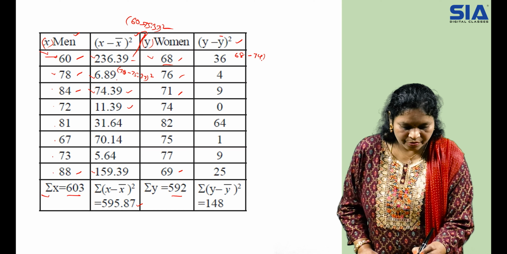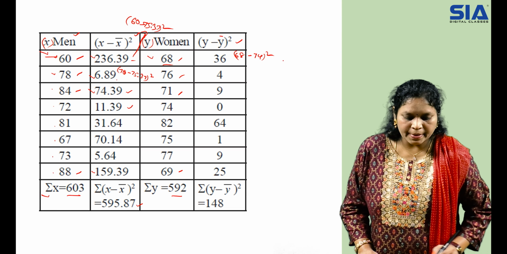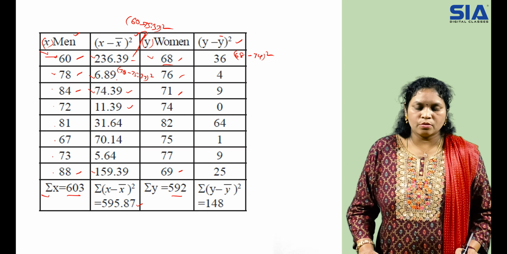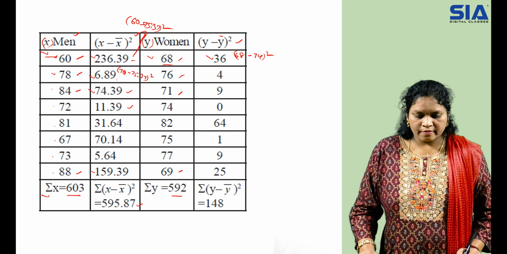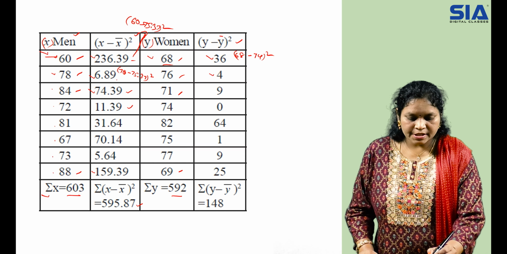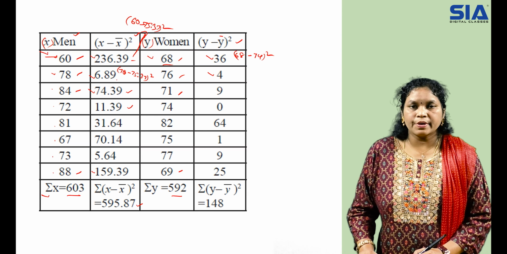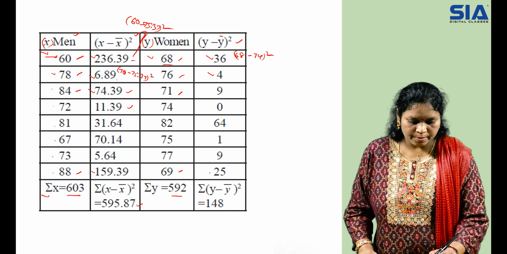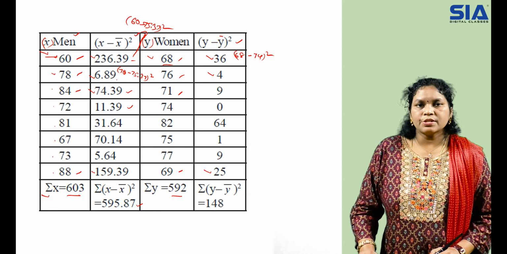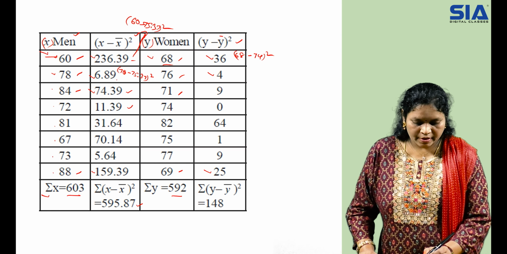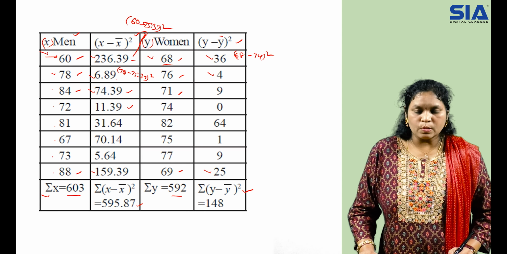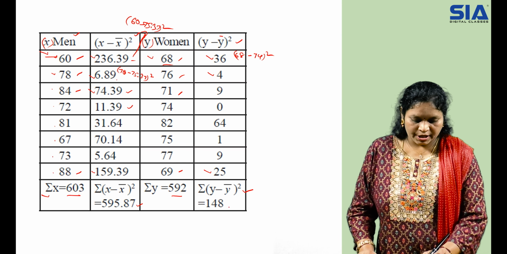68 minus 74 whole squared, we need to do. So first subtract 68 minus 74, then do the whole square. I've got 36. Similarly, go for all other values: 76 minus 74 whole square. Like that you obtain all of the values up to the last value, which we got as 25. Now add up the entire column, and we get summation (y minus y bar) whole square, which is 148.